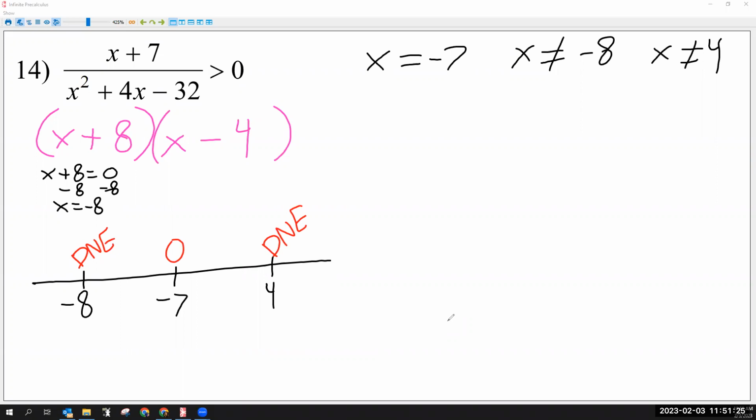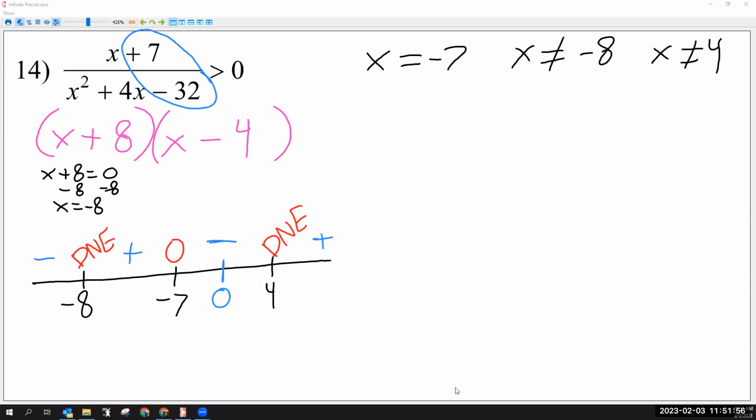0 as my test value. Where is 0 going to be? Yeah. So right there, there's my 0. If I plug 0 in, I'll get +7 over -32, which is a negative. And again, nothing's repeated, so I messed that up, sorry. Plus, minus, plus, minus, there we go.